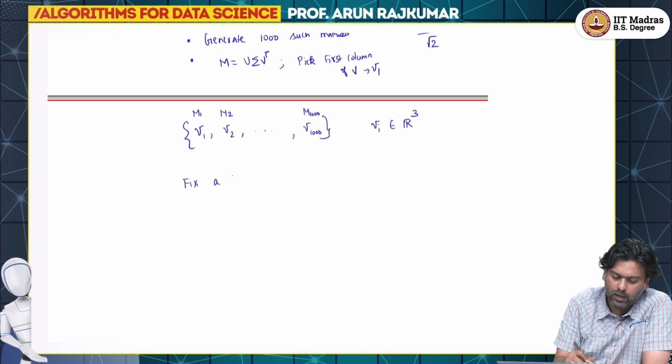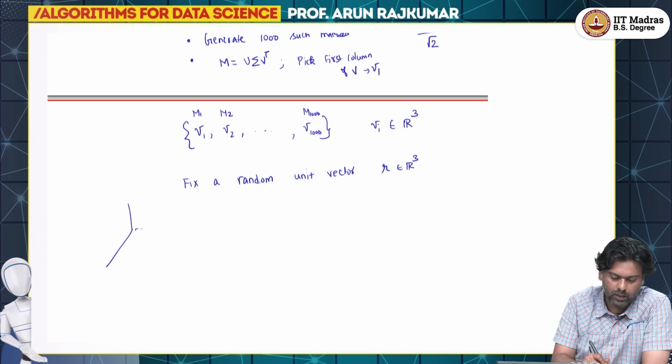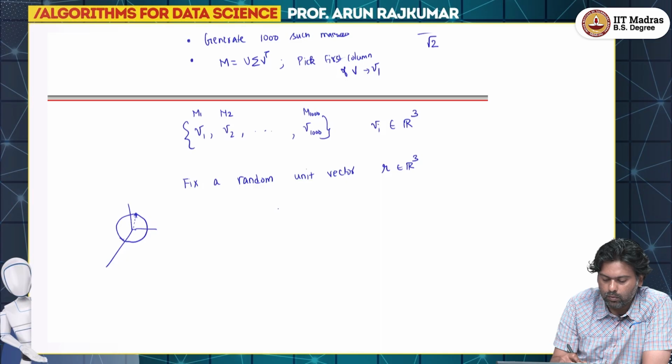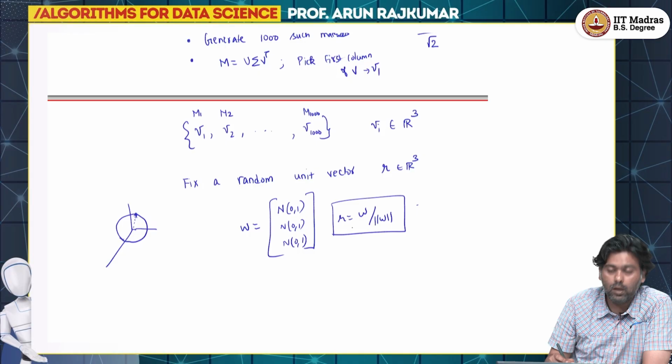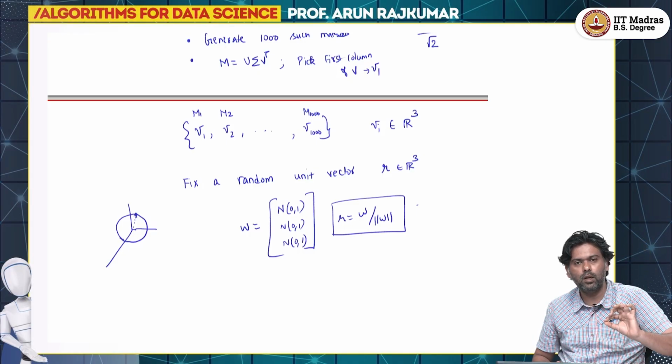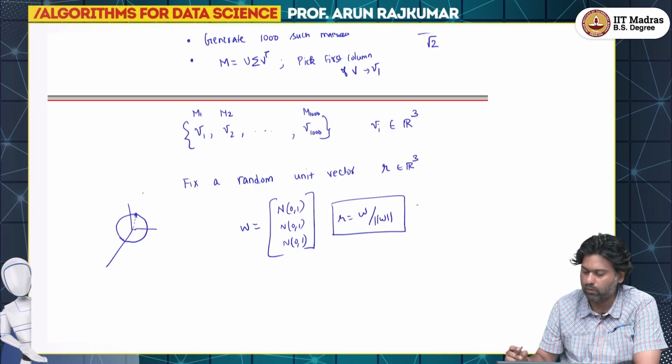Now, fix a random unit vector. Let us call this R in R3, in the unit sphere in 3 dimensions. Now, pick some vector at random. How can I do this? One way to generate this would be to pick N(0,1), N(0,1), N(0,1). This is a 3 dimensional Gaussian vector. Let us call this W. Now do W divided by norm W, so that the length becomes 1. Let us call this R. One can show that if you generate a Gaussian vector and then divide it by its length, what you get is a point uniformly on the unit sphere. So this will be uniform on the unit sphere.